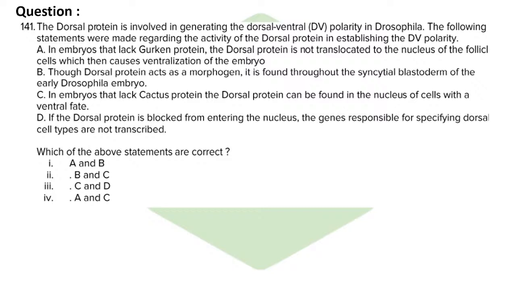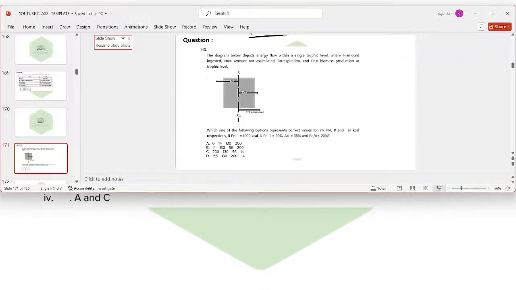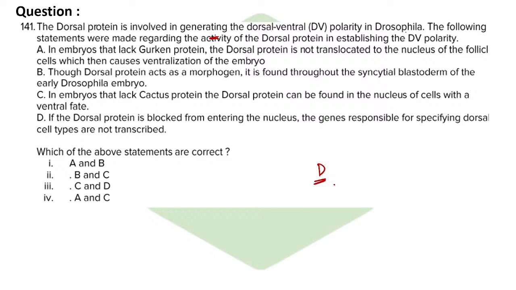This question is for dorsal ventral axis formation in Drosophila, that is, how the dorsal and the ventral formation occurs. The dorsal protein is involved in generating the dorsal ventral polarity in Drosophila. The following statements are given to you regarding the activity of the dorsal protein in establishing the dorsal ventral polarity. Which of the following statements are correct? The first option says that in embryos that lack the Gurken protein, the dorsal protein is not translocated to the nucleus of the follicle cells, which then causes ventralization.